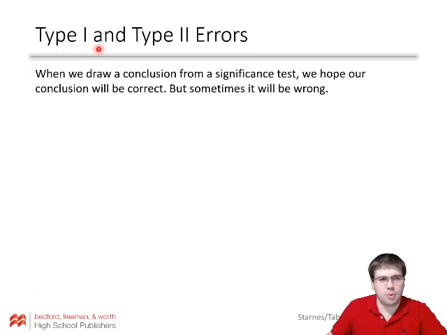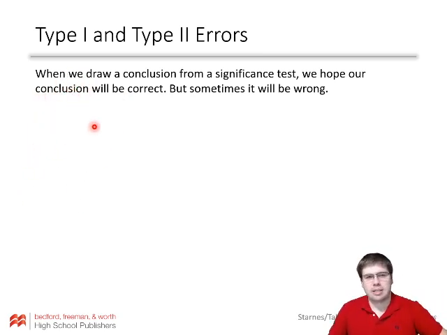We're going to talk about type 1 and type 2 errors. Just really terrible names, not descriptive at all, and you just kind of have to remember which one is which. Sorry, if it were me, I would have named them different things, but this is what they are. So when we draw a conclusion from a significance test, we make that decision to reject the null or fail to reject and so on.